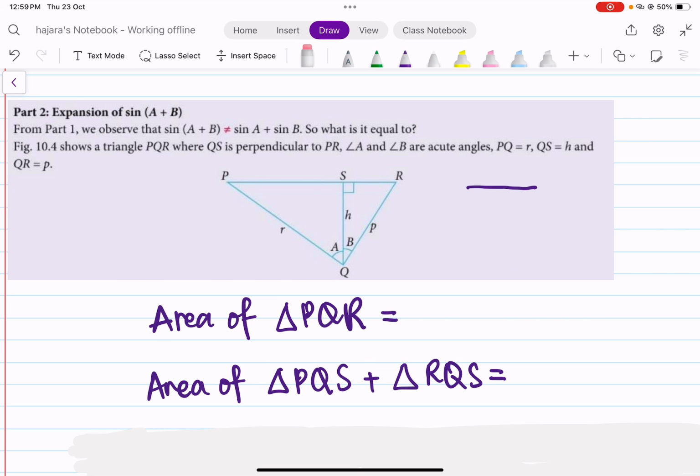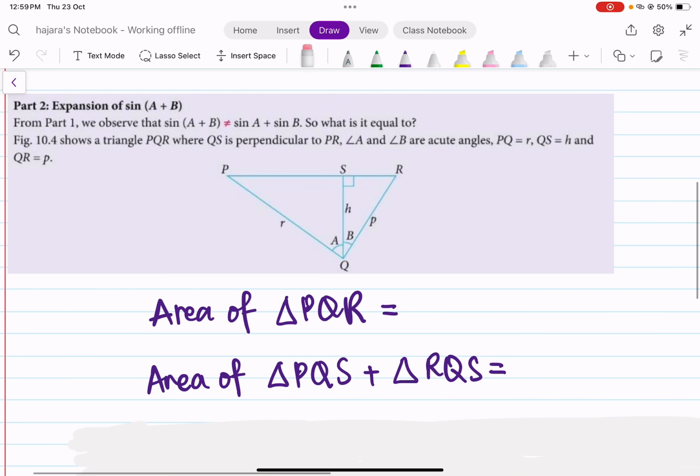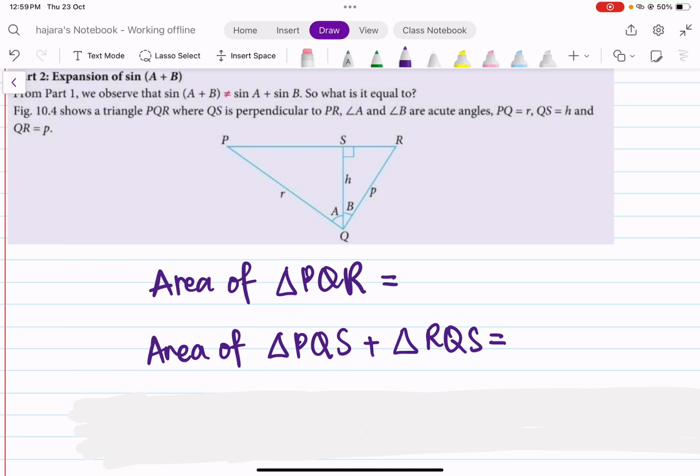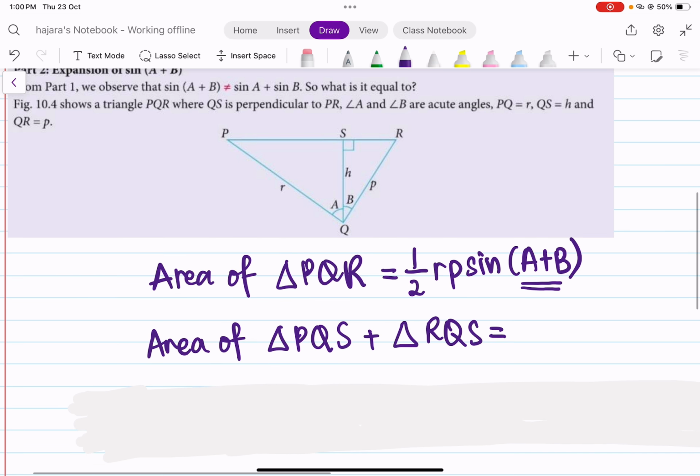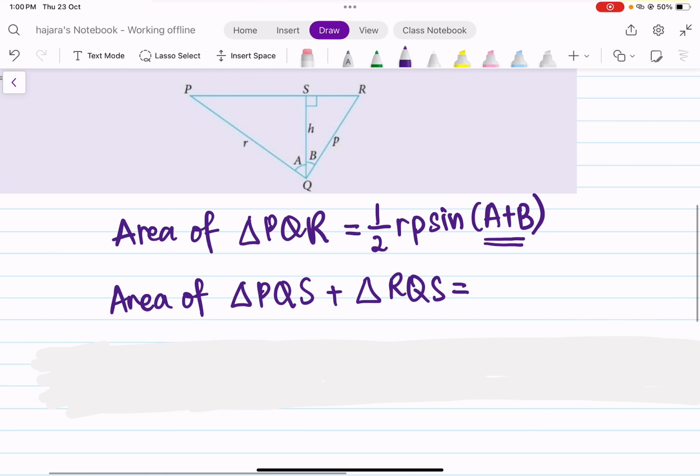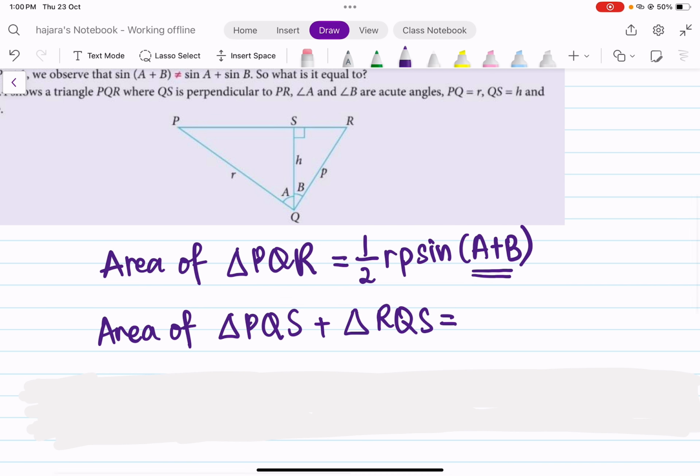So using this, we can now write down the area of triangle PQR. Area of triangle PQR would be half times R times P times sine A plus B. You would now be able to see why I'm using this example, because there is a compound angle in this expression. Now, if we were to write down the area of the two triangles PQS and RQS separately, let us see what expression that gives us.